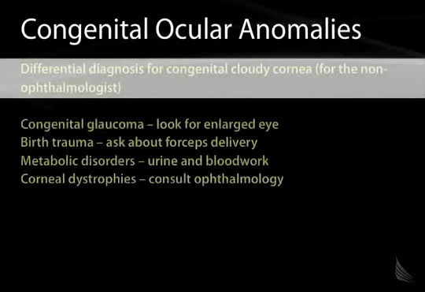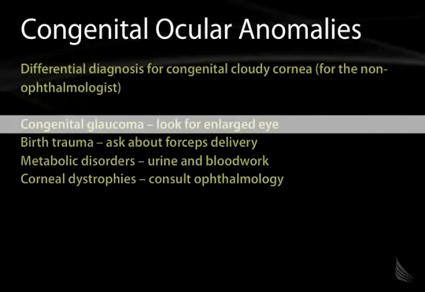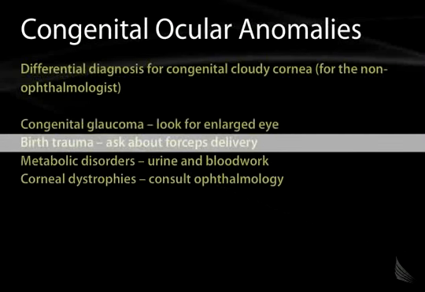The differential diagnosis for a congenital cloudy cornea for the non-ophthalmologist is congenital glaucoma. This is something when the pressure inside the eye is too high, and so the normal adaptive mechanisms of the cornea peter out, and it no longer is able to pump out liquid, and so it becomes edematous and cloudy. We want to look for a big eye or a big cornea to show us that they have other signs of increased pressure inside the eye.